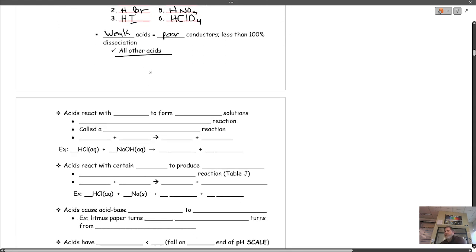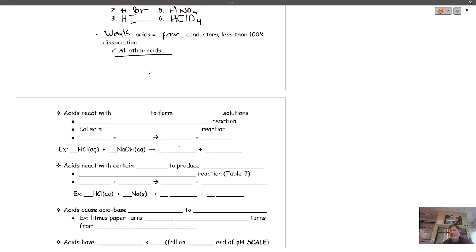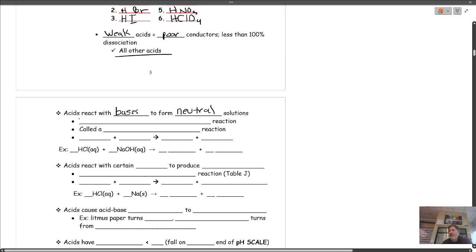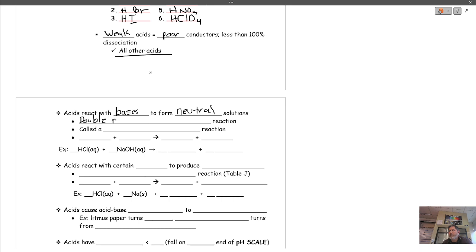Okay, some things about acids. Well, you probably already know there's a thing that's the opposite of acids, and that's called a base. We'll talk more about those later, but acids react with bases. So if you ever have an acid spill, technically you could neutralize it with a base, and they form neutral solutions. So it's no longer acidic or basic once you combine them. It involves a double replacement reaction, which we've worked on all year. Double replacement reactions are when both partners exchange. So double replacement.